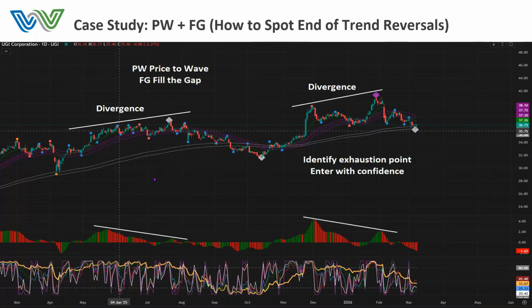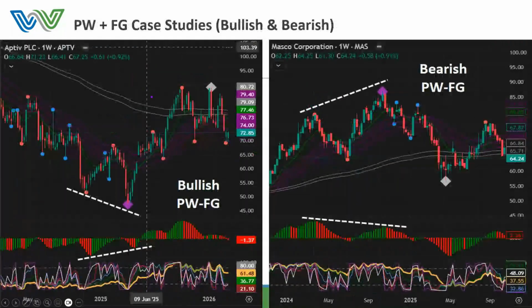And I can't tell you the percentage of the time that we do, but it's a high percentage of the time. But sometimes we have such a steep trend move up that we have a peak in the oscillator and we don't have divergence yet. And then it starts to come down. So that happens sometimes. We use the awesome oscillator to identify the exhaustion point so that we're more confident to enter. So that's the price to wave fill the gap.